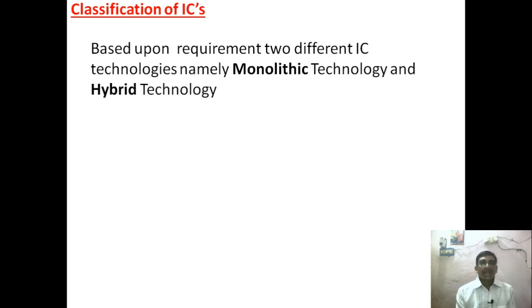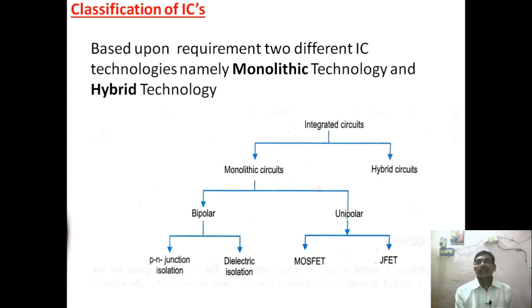Okay, so one more classification of ICs, based upon the requirement, is the two different IC technologies, namely monolithic technology and hybrid technology. They are classified by how they are fabricated. These integrated circuits are mainly classified into two types based on the manufacturing technology: one is monolithic circuits and another is hybrid IC circuits.